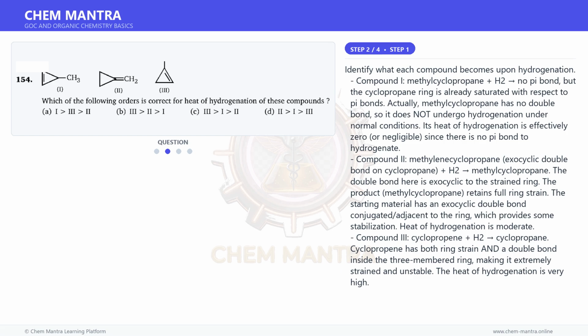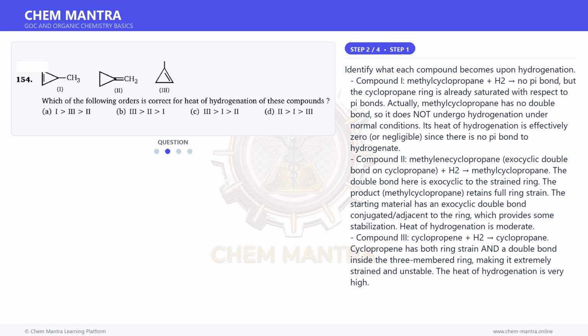Identify what each compound becomes upon hydrogenation. Compound 1, methylcyclopropane plus H2: there is no pi bond, and the cyclopropane ring is already saturated with respect to pi bonds. Actually, methylcyclopropane has no double bond, so it does not undergo hydrogenation under normal conditions. Its heat of hydrogenation is effectively zero or negligible, since there is no pi bond to hydrogenate.